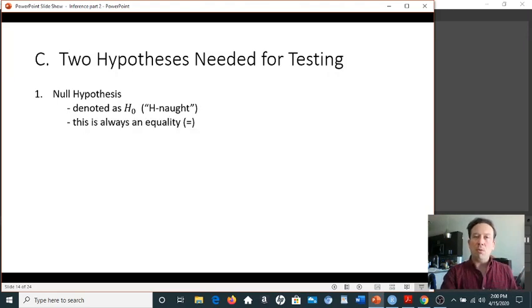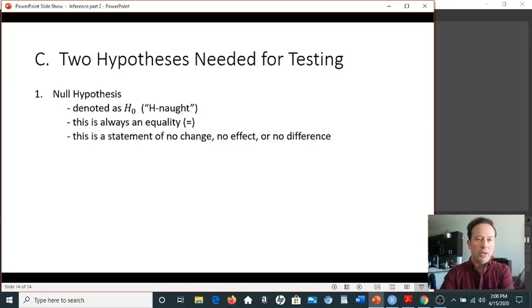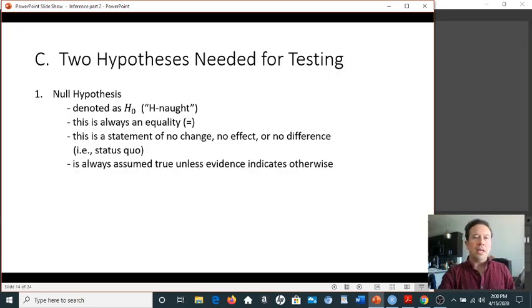Now, this will always be a statement with an equal sign, that the mean equals 5, or the percentage equals 10%. So it's always a statement of equality. And more specifically, when we say that two things are equal, we're stating that there's no difference between them, that there's no effect, there's no change. So in other words, it's a statement of the status quo. Remember, status quo means it is what it is. The null hypothesis is assumed true at first, unless your statistical evidence suggests otherwise.